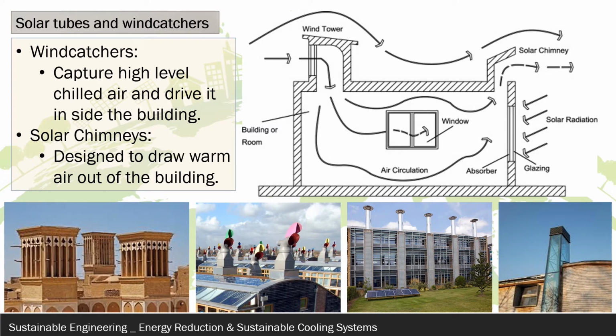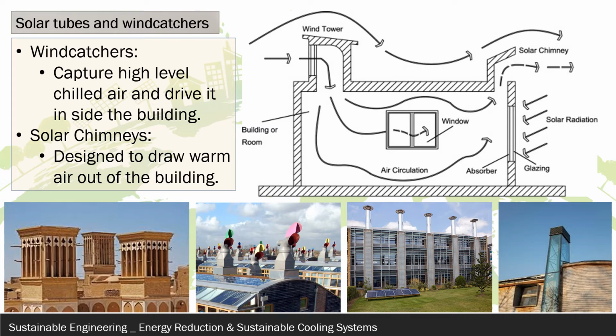In the bottom left hand corner of the screen you can see two examples, one from the Middle East and one from a development in central London. These have been located to catch these higher winds and push that air down into the building, circulating it low in the building as it then filters up.